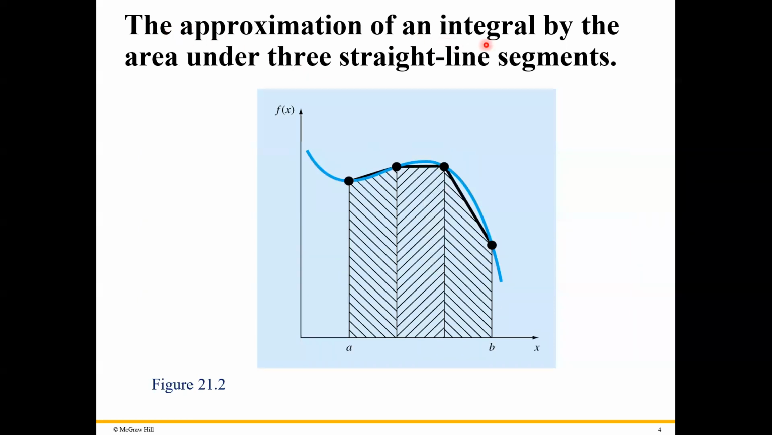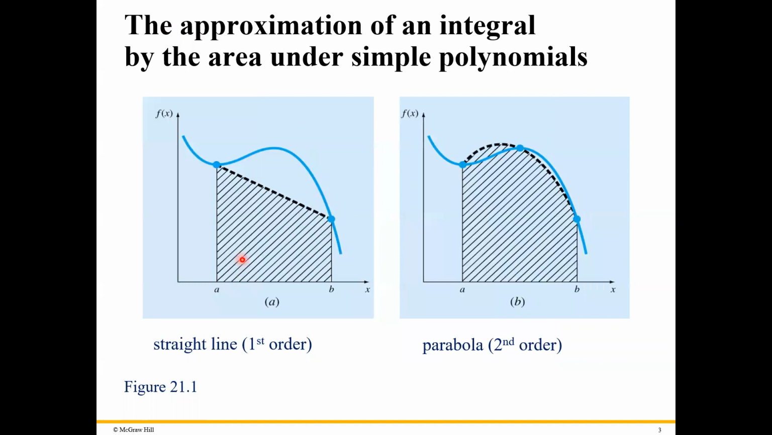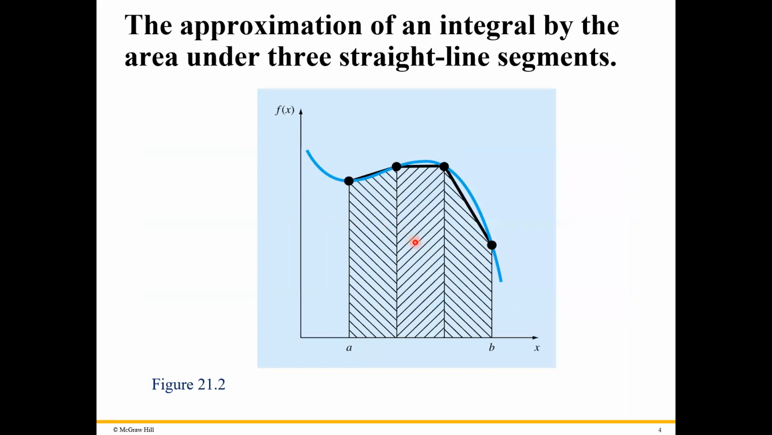So the approximation of an integral by the area under these three straight line segments. Now if we consider this same straight line approximation, but instead of just one area, we subdivide it into three areas like this. Here you can see that by subdividing it into three areas, the error has reduced quite appreciably, because now these straight lines are following much closer to the original curve.